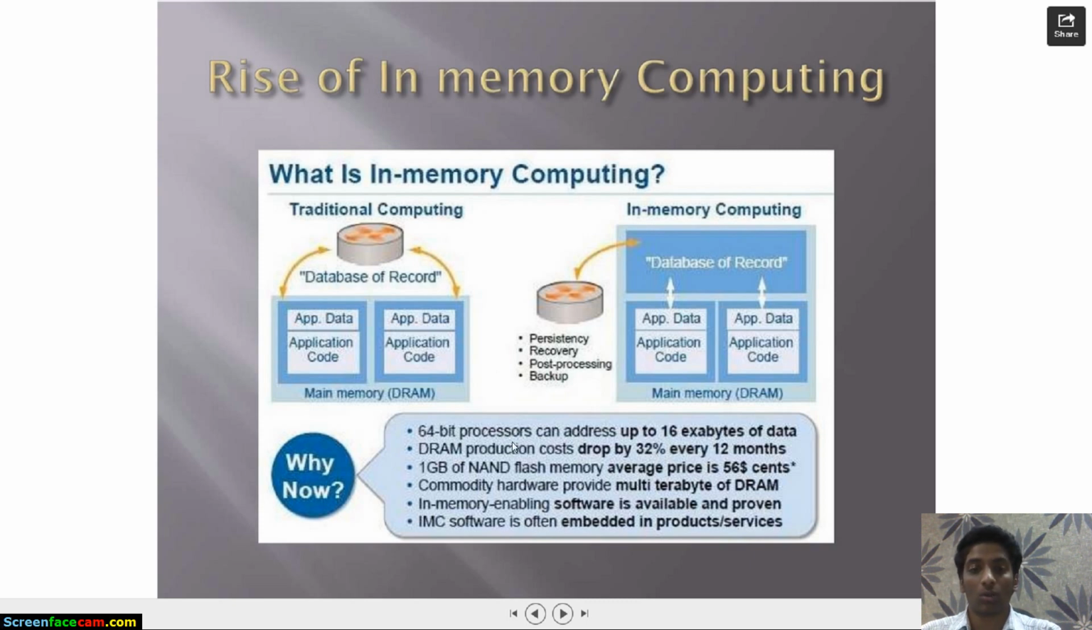So why now? When we take in-memory computing in that context, cost has a major impact. Today the cost of memory devices has fallen sharply, and we are trying to make use of that cost reduction. Also, 64-bit processors are now able to address up to 16 exabytes of data. DRAM production costs drop by 32% every 12 months, and similarly other prices have considerably fallen in recent times, and we are trying to make use of this in developing in-memory computing.